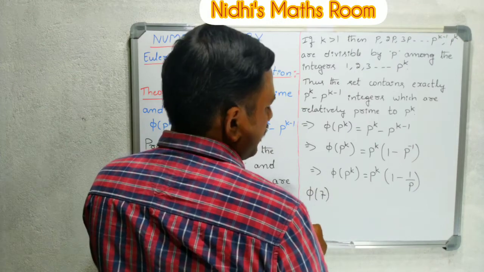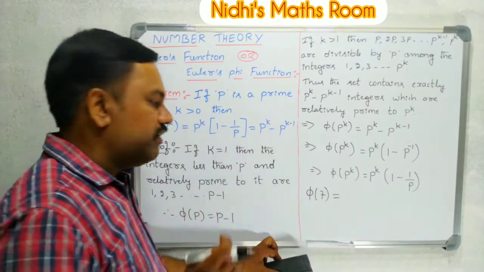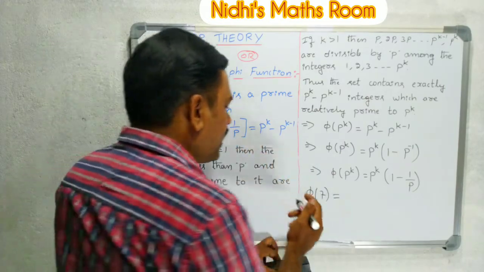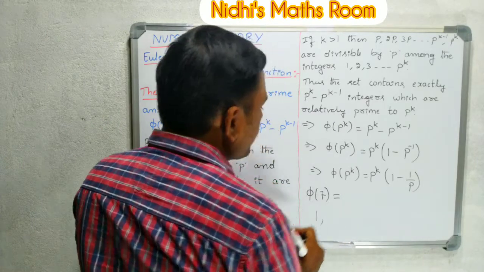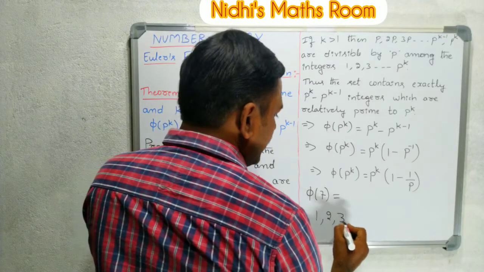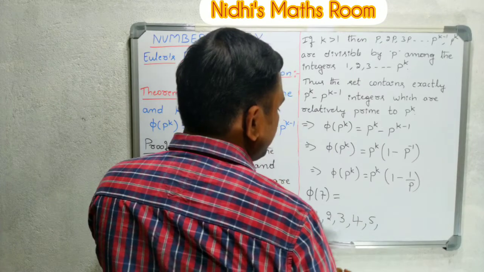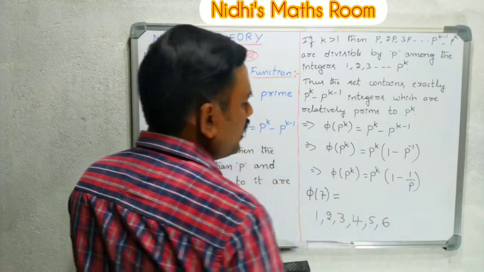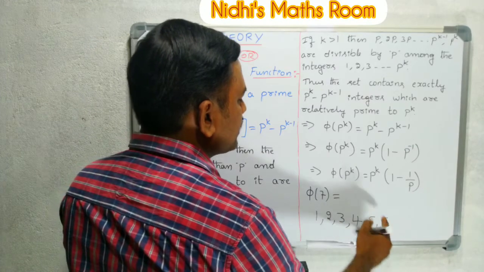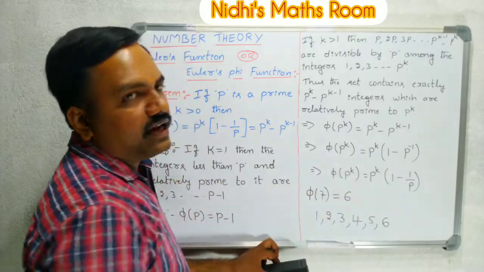Let us write phi of 7. The integers which are less than 7 and relatively prime to 7 are: 1 is relatively prime with 7, 2 is relatively prime with 7, 3 is relatively prime with 7, 4 is relatively prime with 7, 5 is relatively prime with 7, 6 is also relatively prime with 7. 1, 2, 3, 4, 5, 6: 6 numbers are relatively prime with 7 and less than 7.